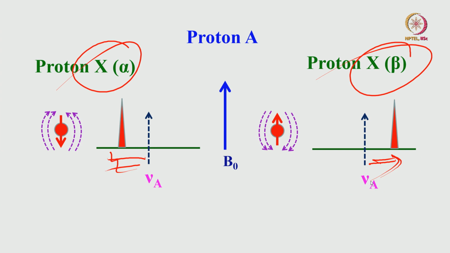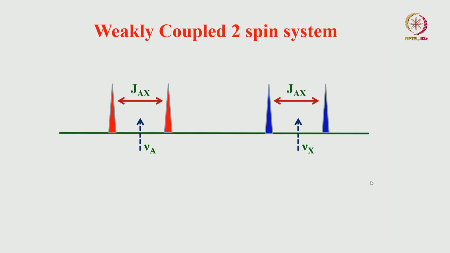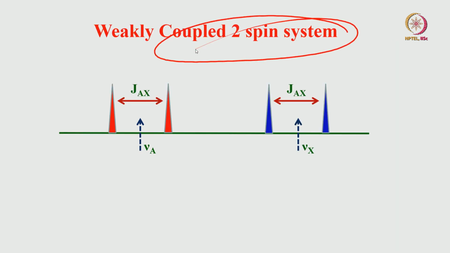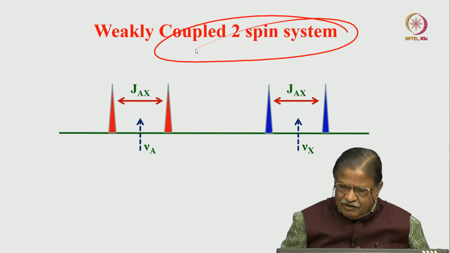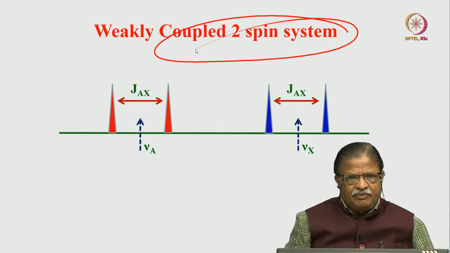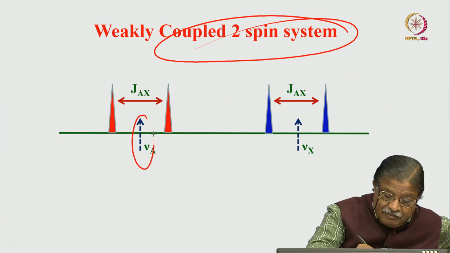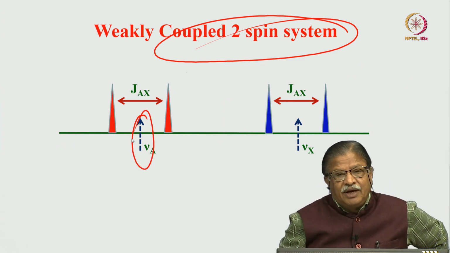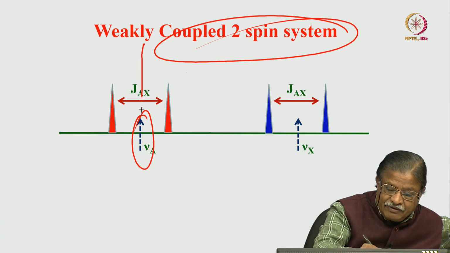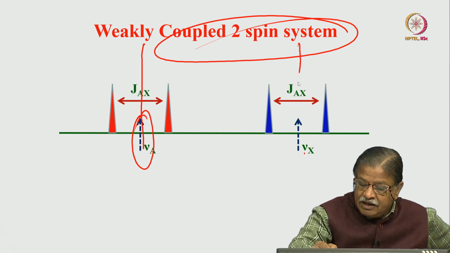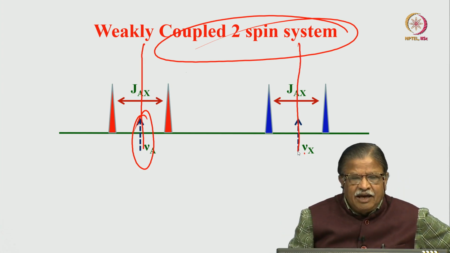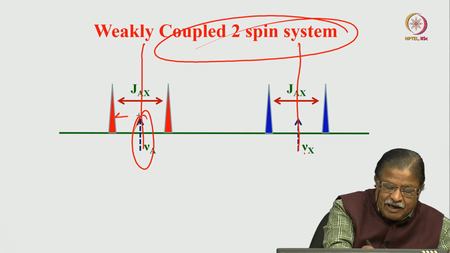Essentially what is happening is, when two protons are interacting, each proton will see the other proton in alpha and beta spin states. As a consequence, it will become a doublet. So, basically when you have two protons which are coupled, I call it weakly coupled, we will see what is weak and strongly coupled later. Then at the chemical shift position of nu A, without any splitting, it would be a single peak. At nu X, if there is no coupling, it would be a single peak, but because of the coupling, it will become a doublet.